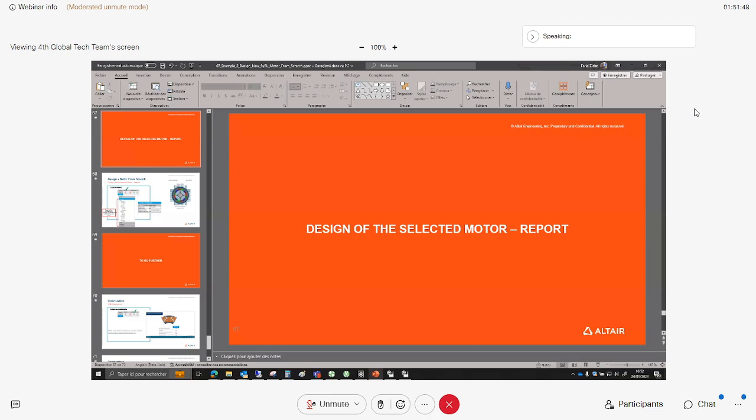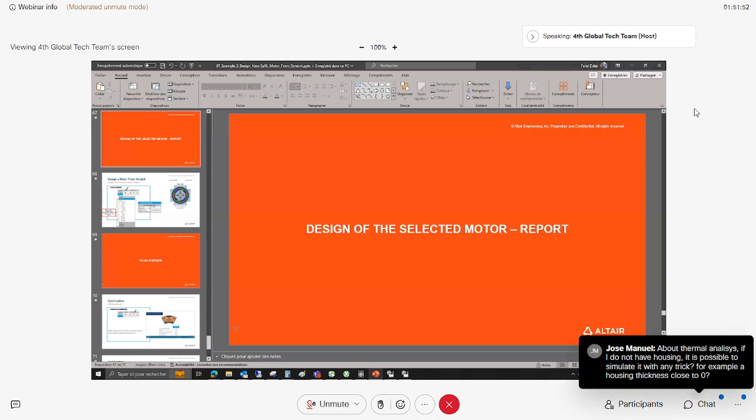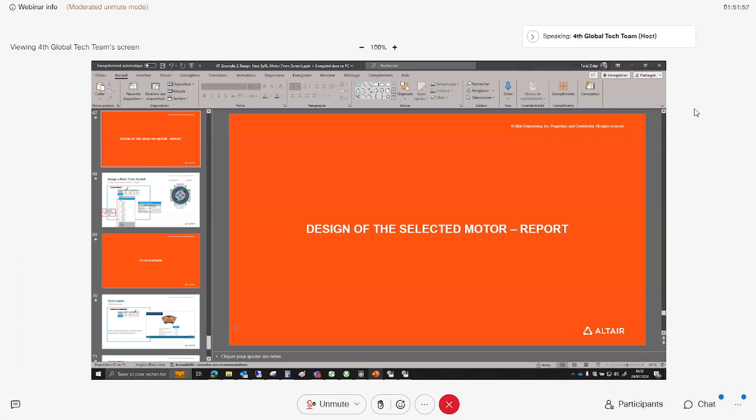Another question about NVH: is it possible to take into account the right PWM frequency to know the noise results? Not in Flux Motor, since all the computation is done in sinus shape, but by coupling Flux 2D or Flux 3D to OptiStruct, here you can do it, yeah. Can we import the 3D geometry in Flux? In Flux, yeah, you have the possibility to make a 3D computation as well as 2D or skew computation.